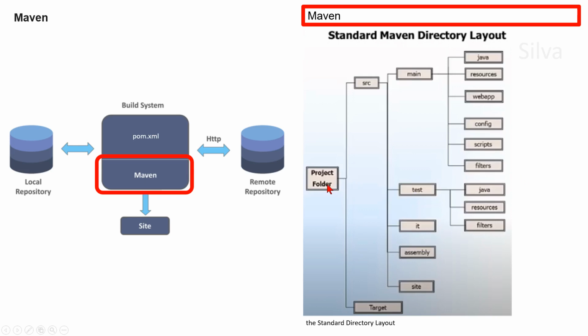Here you can see a directory layout: project folder, then source and target. Under source there are main, test, IT, and assembly and site. Under main there are Java, resources, webapp, config, script, and filters in this diagram. Under test, Java, resources and filters.